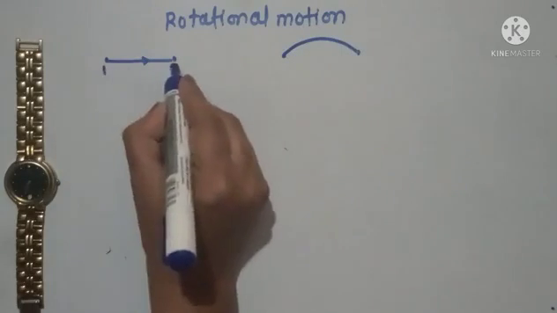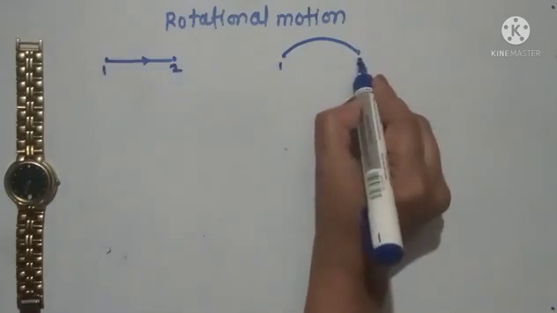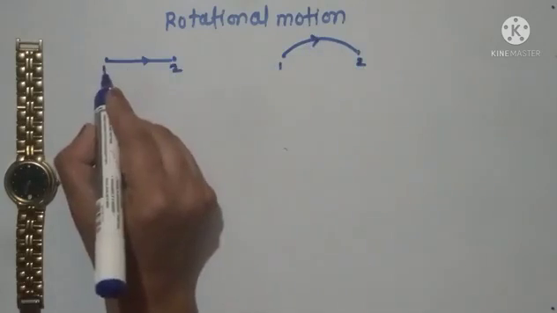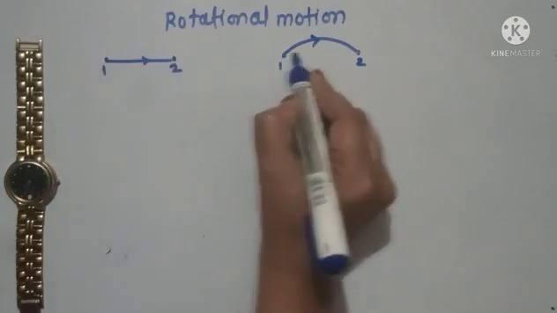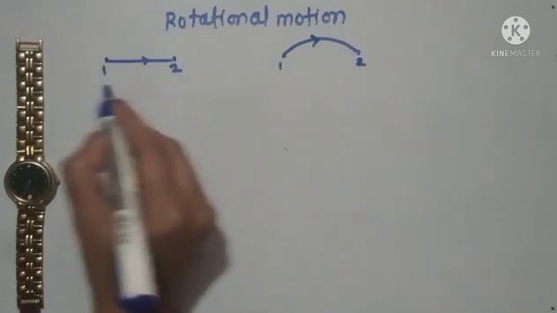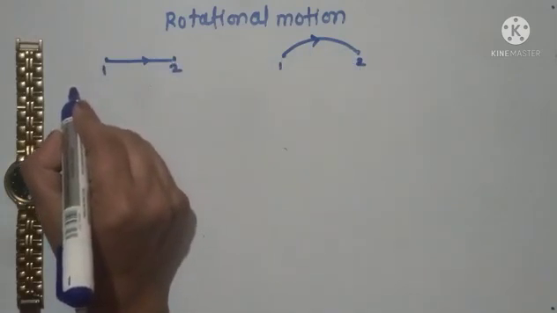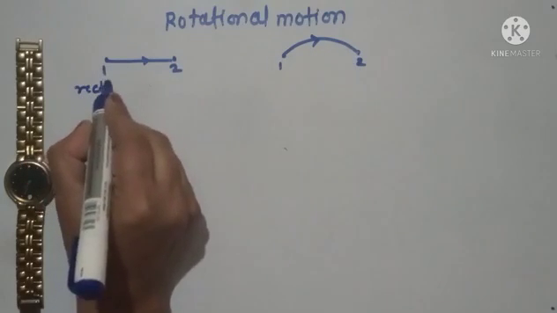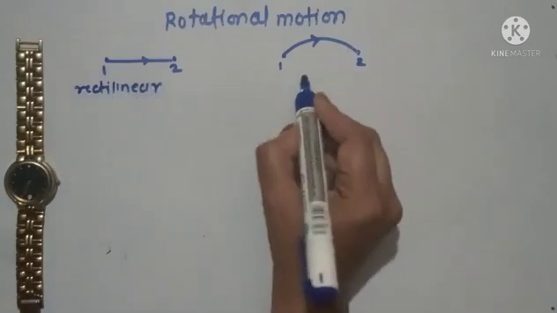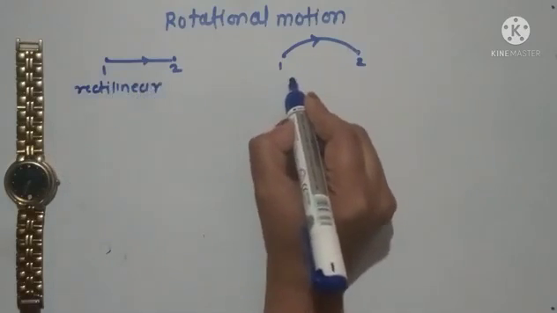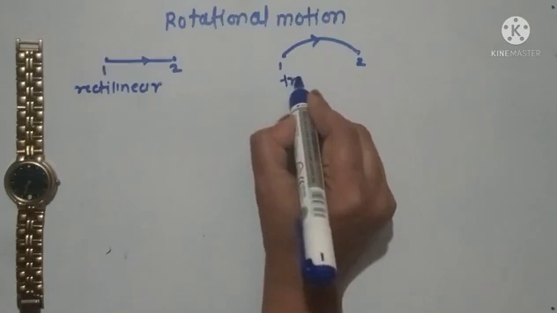Suppose this is position 1 to 2. So the motion of the particle from one position to another position could be a straight line or it could be a curved path. So it could be a rectilinear motion, or the motion could be a curved path or the trajectory.